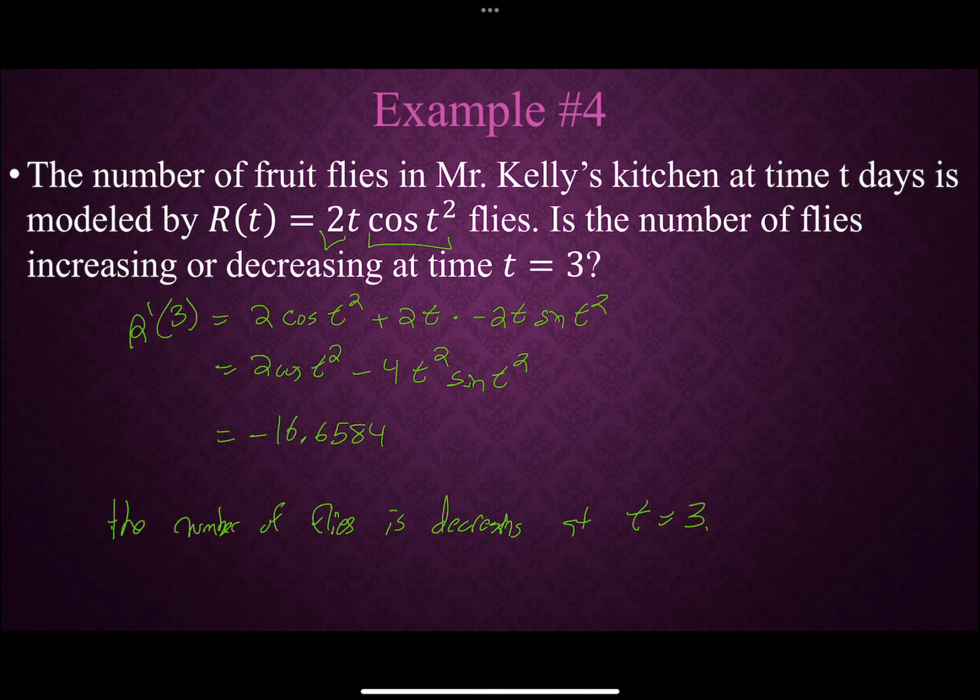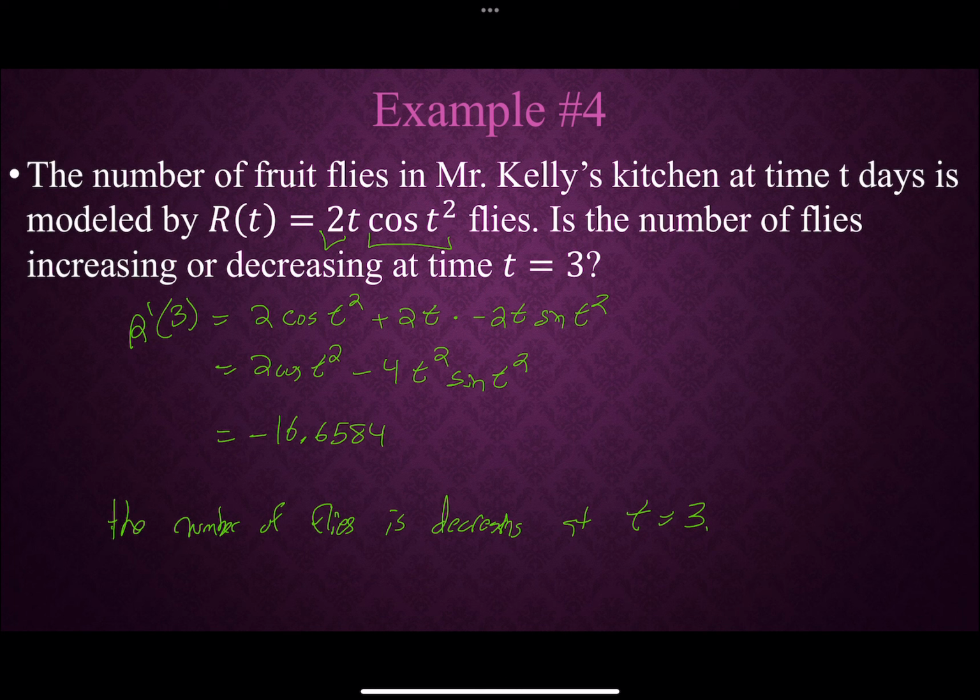Now, if the problem is set up slightly differently, if maybe they said the rate at which fruit flies enter his kitchen is modeled by r of t equals 2t cosine t squared flies per minute, then the whole increase and decrease at time t equal 3 is not r prime at 3, but rather r of 3. So you do need to watch out for the wording of the questions and whether or not it's going to represent a derivative term or it's not. So just make sure you're careful with that.